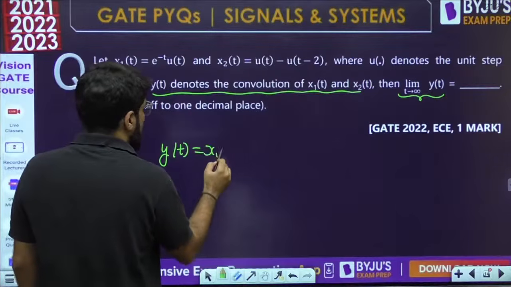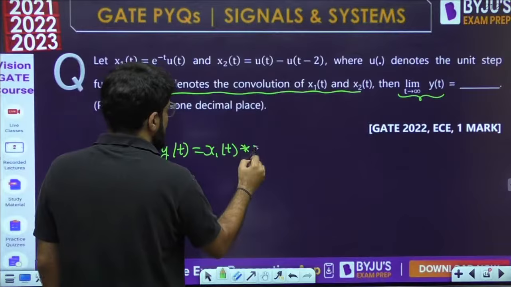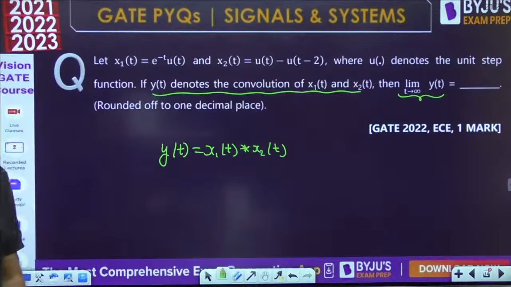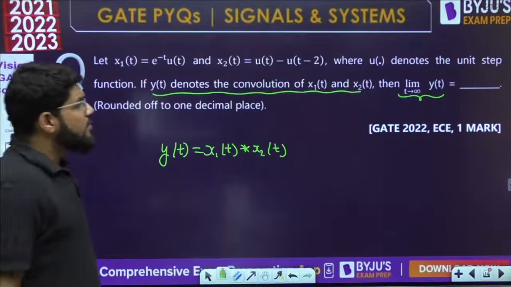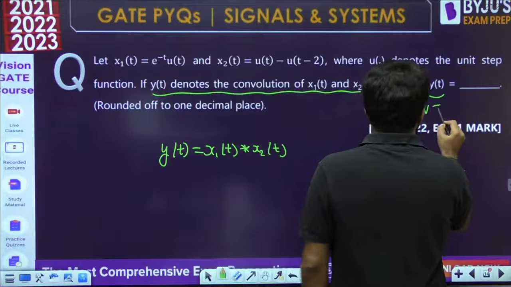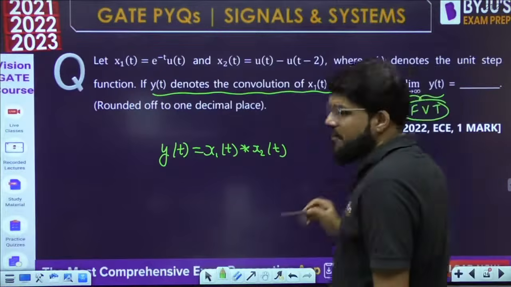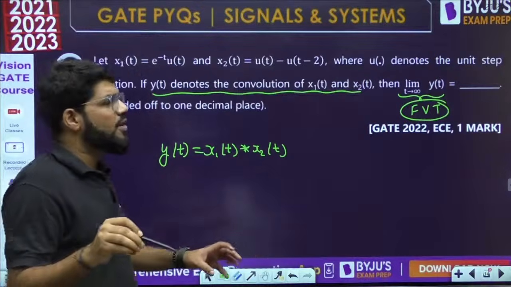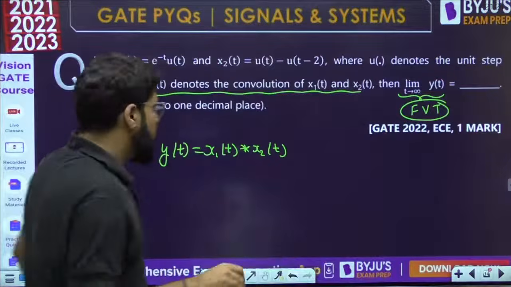y(t) is equal to the convolution of x1 and x2. Now you are calculating the limit t tending to infinity y(t), the final value of the signal. So why can't we apply the final value theorem to make the process simple? But to apply the final value theorem, I have to go to the S domain, the Laplace domain. So what will I do?